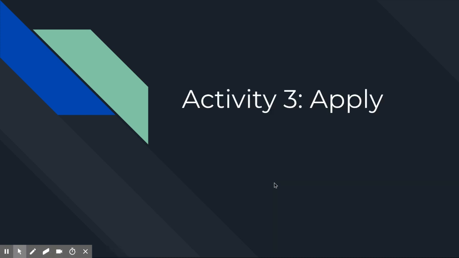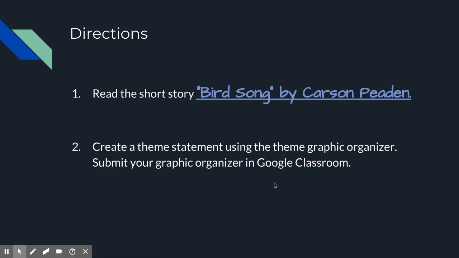Okay, the last activity is to apply. So we are going to now be trying to do this with a piece of literature. You need to go to Google Classroom and read the short story Birdsong by Carson Payton, and then use the theme graphic organizer to complete that and submit it through Google Classroom.